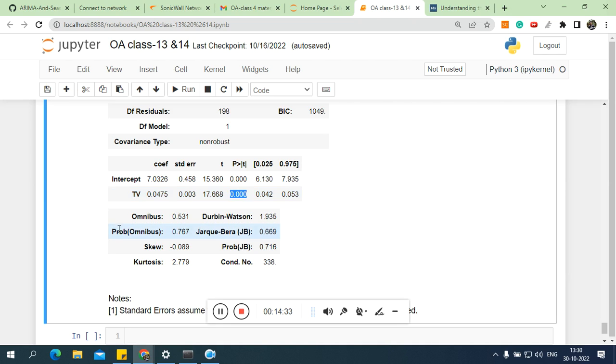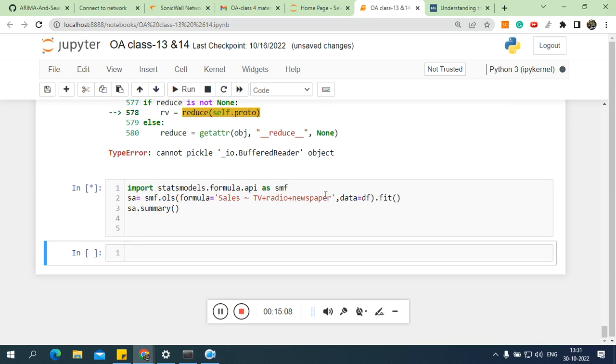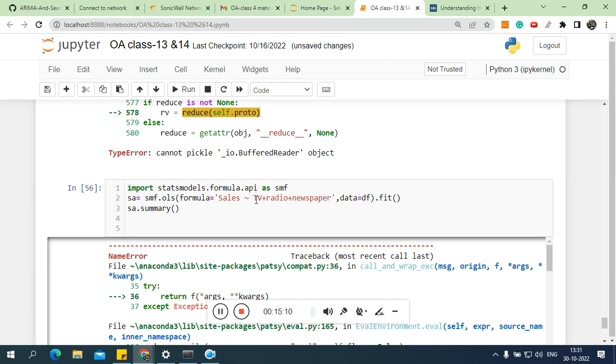Okay, so now can you make the same thing by taking TV as well as radio as well as newspaper? Can you identify? What you need to do is, I want all the detail in one line. So what I will do is TV plus radio plus... What is the third feature? Newspaper. Okay. And if I run, okay, what is the error?